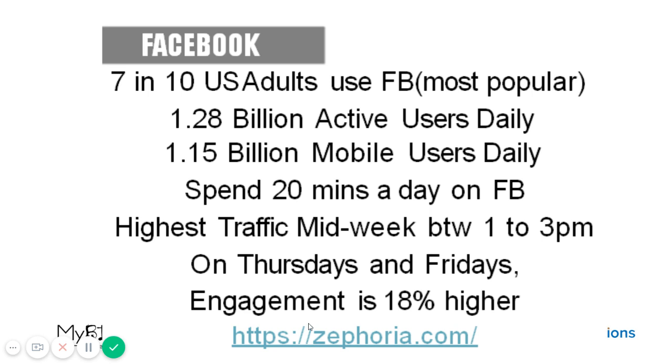That's big to think about, how people are viewing your content on mobile. And on average, the user spends about 20 minutes a day on Facebook. And then on average, the highest traffic is midweek between 1 and 3 p.m. On Thursdays and Fridays, engagement is 18% higher. So you can see the link where I got the information from, and this is based on research that is widely and publicly available.